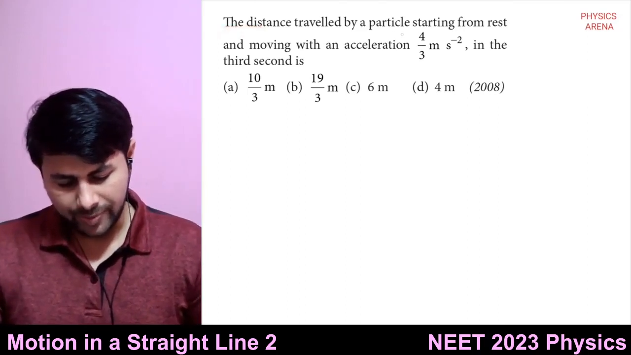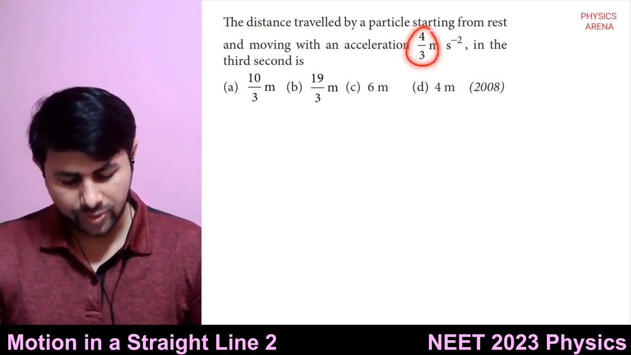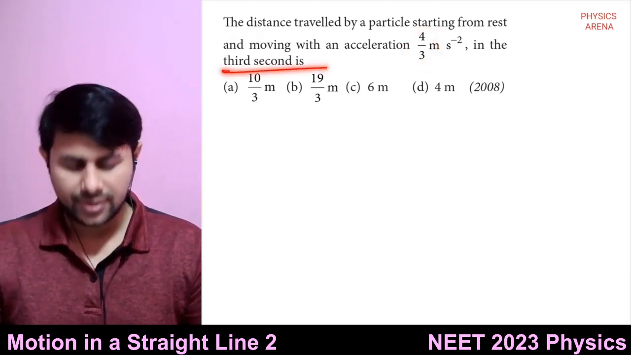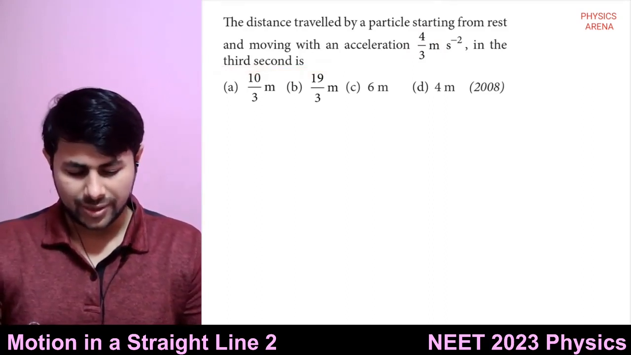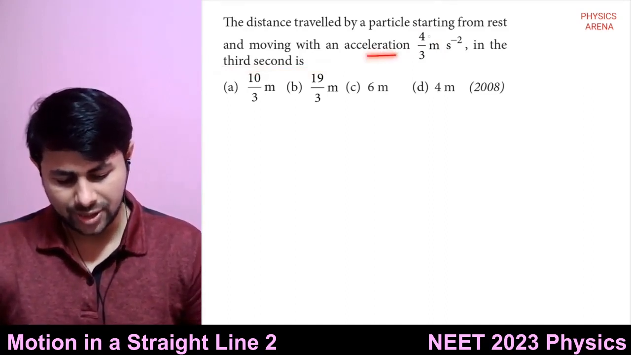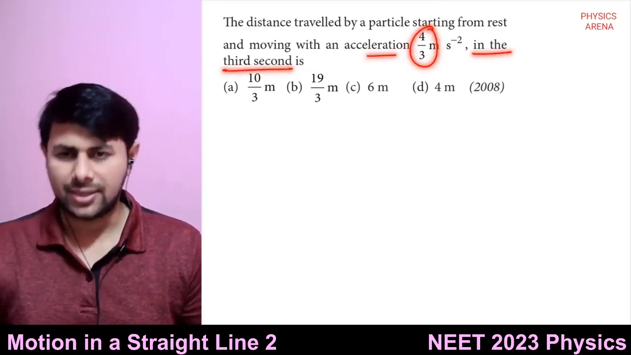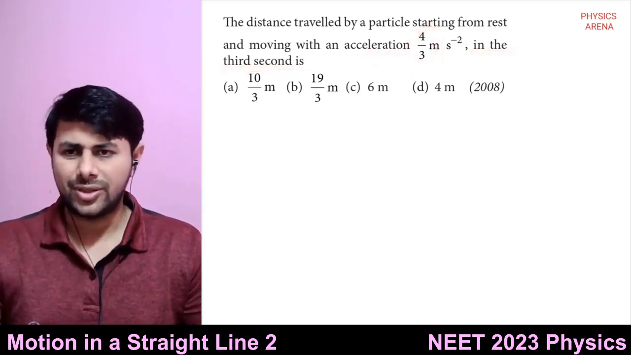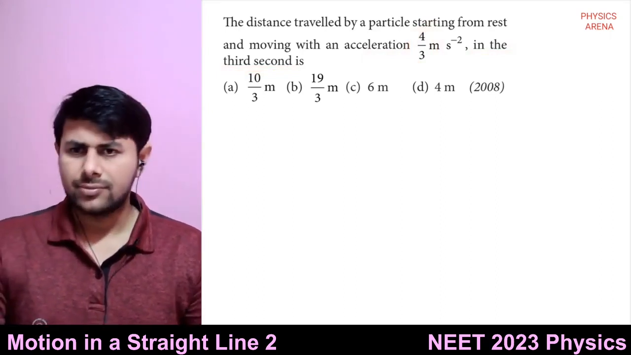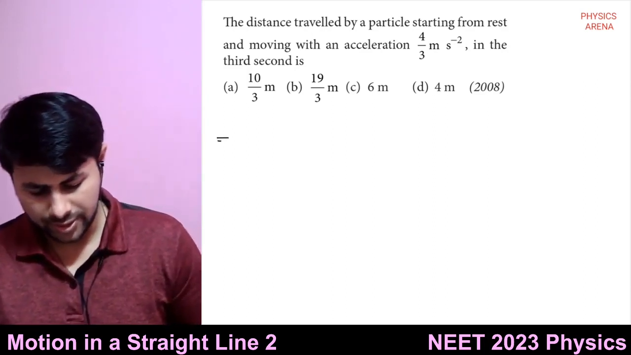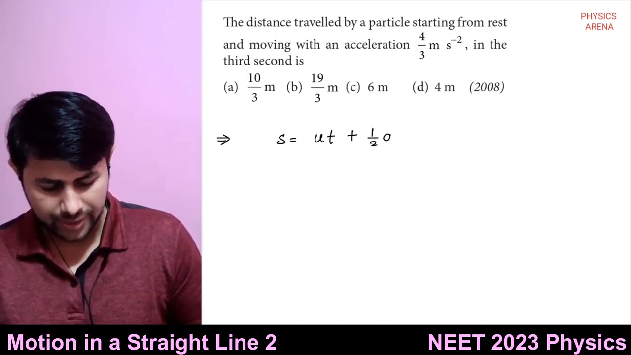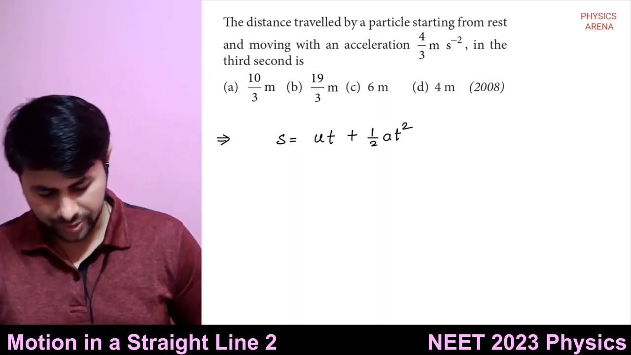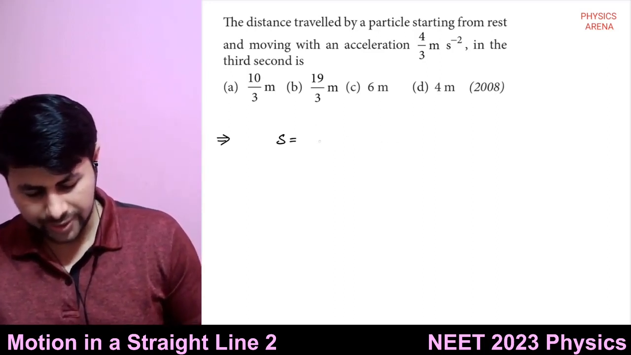The distance traveled by a particle starting from rest and moving with acceleration of 4 by 3 meters per second square in third second is. So what do we have to do here? S is equal to ut plus half at square. Let's use that. u is equal to 0, that's good. So it is just half of at square.